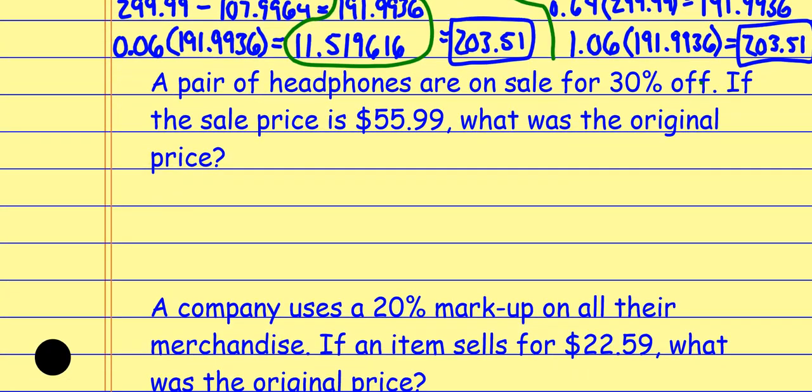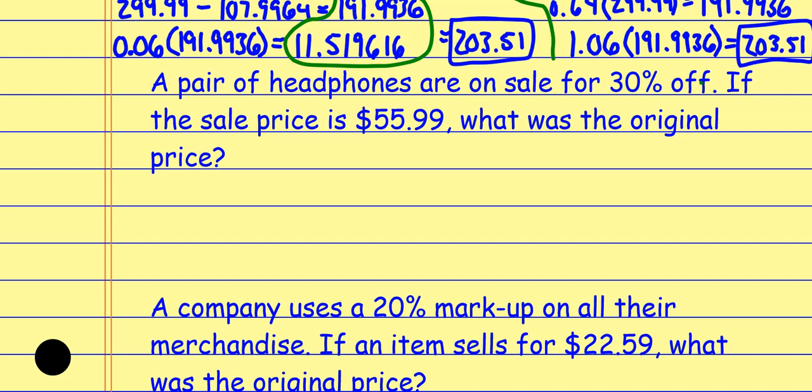Let's do another one. Ready? A pair of headphones are on sale for 30% off of the sale. If the sale price is $55.99, what was the original price? Okay, so now this is working backwards. So again, this is kind of like what we did on the other page.